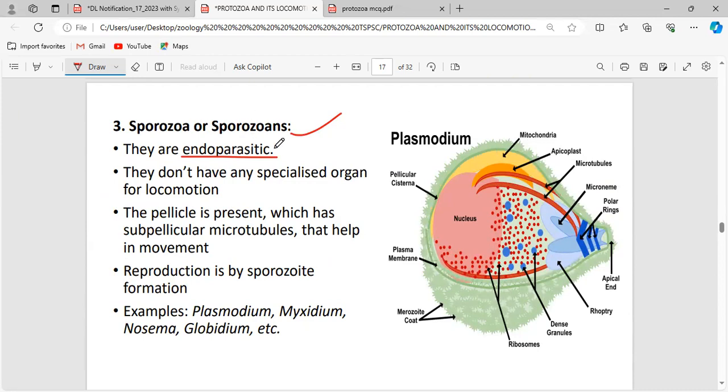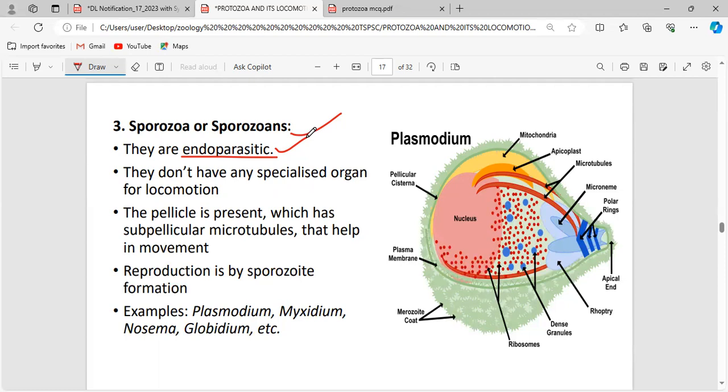Good. They are said to be endoparasitic. Why? Because they live inside the host. What is meant by parasitic? They definitely depend on the host organism for their nourishment. And there are two different types of parasitism: one is ectoparasites and another one is endoparasites.